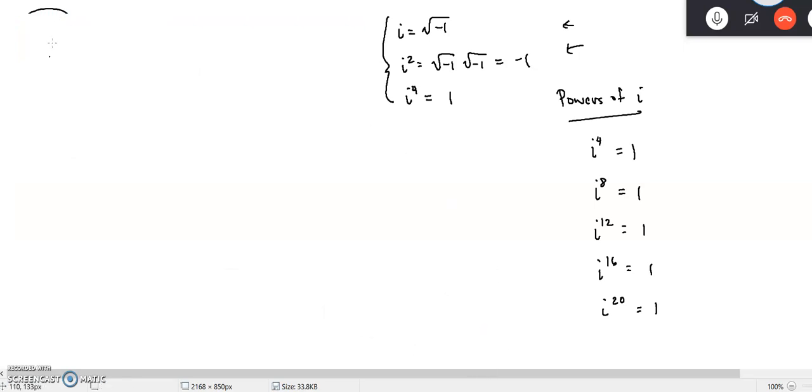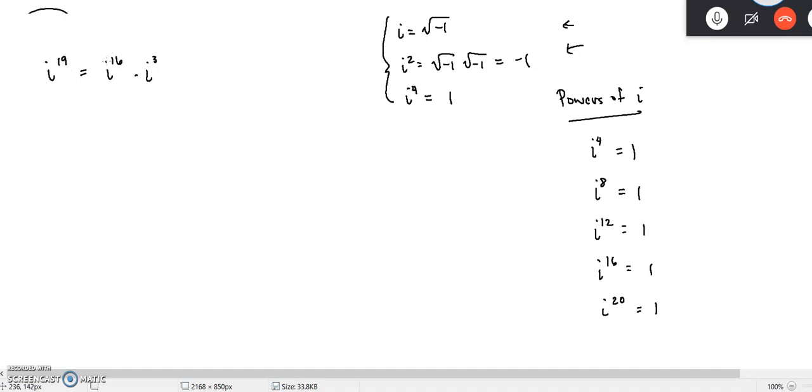So let's say that we've got i to the 19th. So you want to factor out the biggest multiple of 4 that you can. So the biggest multiple of 4 that fits into here is 16. Okay, so 4, 8, 12, 16, 20. 20 is too much, so 16 is the biggest I can fit in. And then I've got 3 left over.